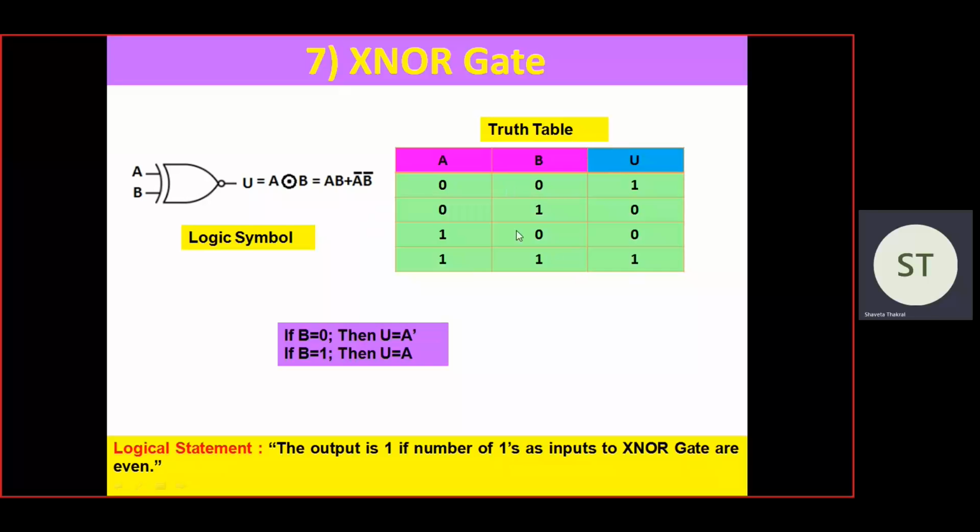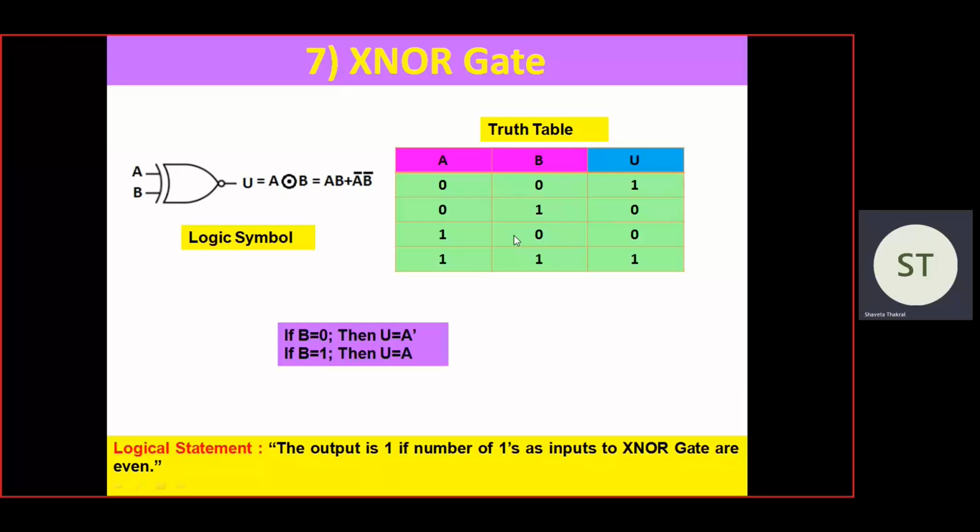And this is the truth table of the XNOR gate. Here we can see U, that is the inverted output of the XOR gate. There we were getting the output 0 1 1 0, and here we are getting 1 0 0 1. So what is the logical statement here? The output is 1 if the number of ones as input to the XNOR gate is even, the vice versa of the XOR gate.